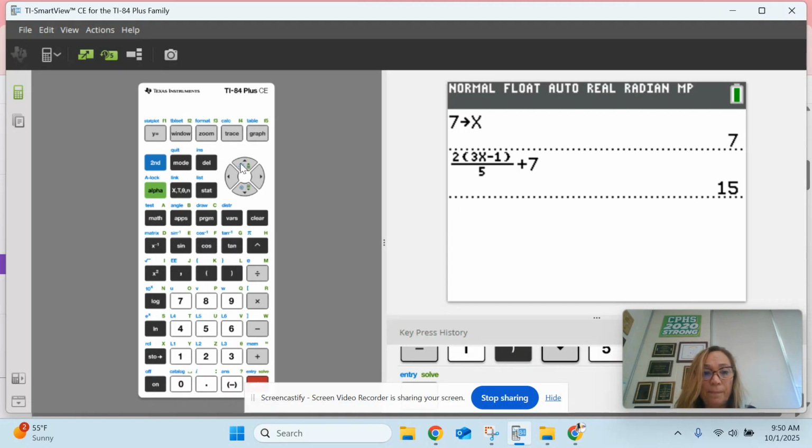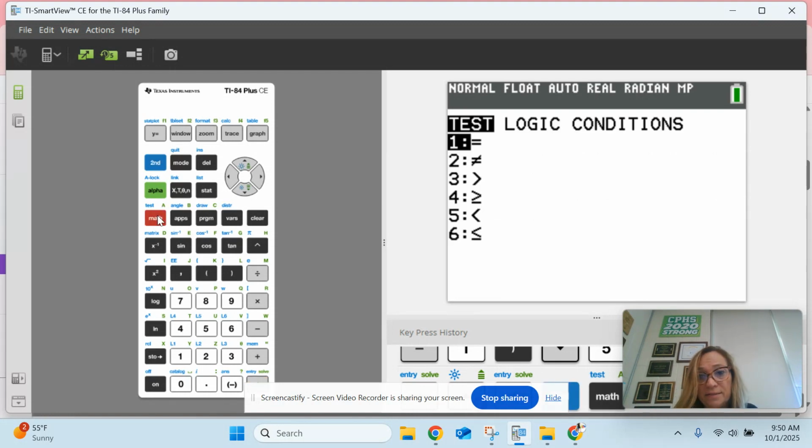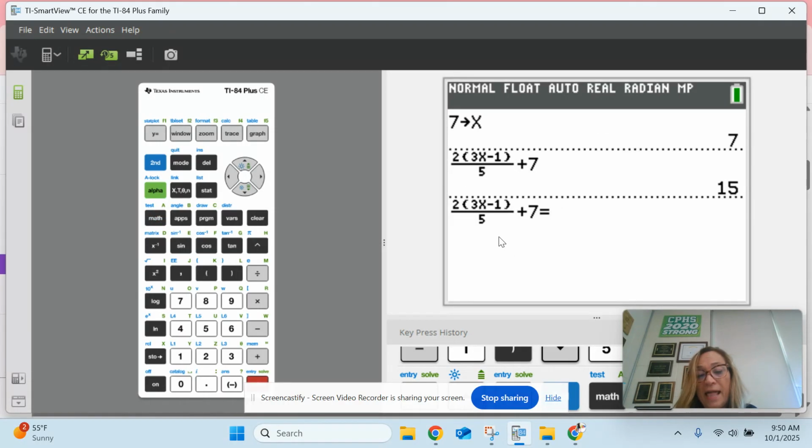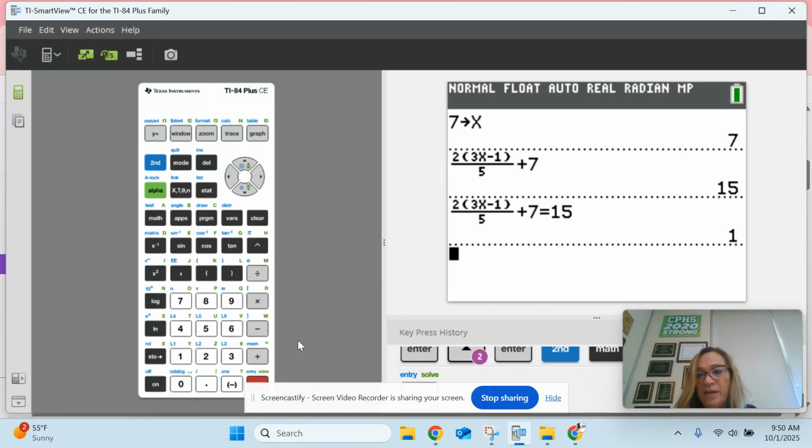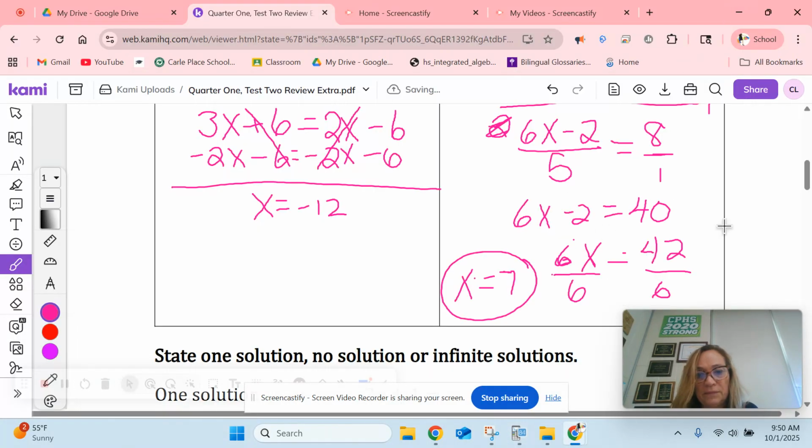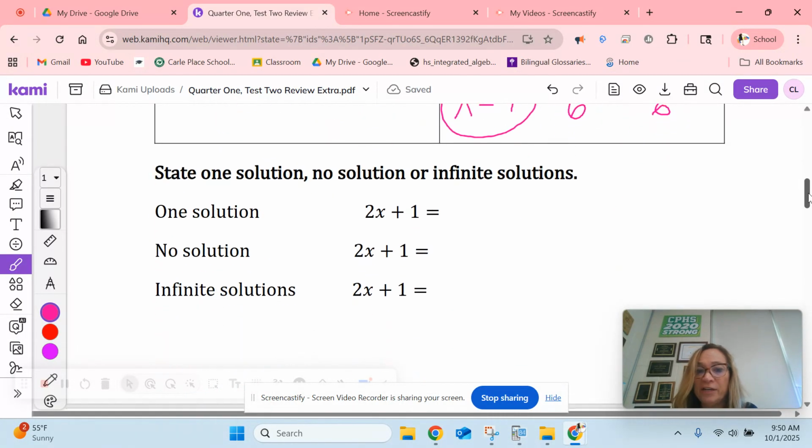You can also use the test mode, where you take this left side expression and you do second math, which is test. Math test is something good to use. And that gives you an equal sign, and then I put equals 15. If you get a 1, that means true. If you get a 0, that means no. I don't usually do the test method when it's a variable equal to just a number, because I can easily just look: 15 equals 15. Okay? All right, so that's that. Use your calculator to check.